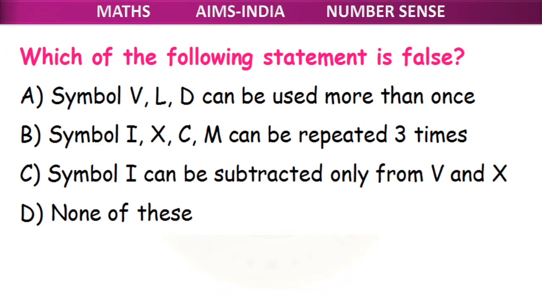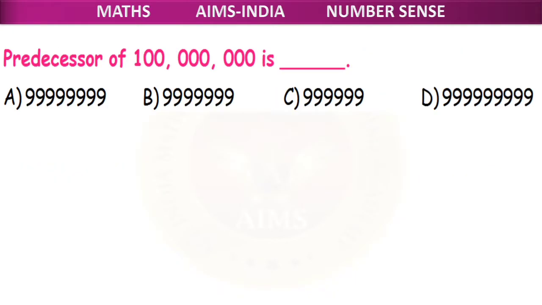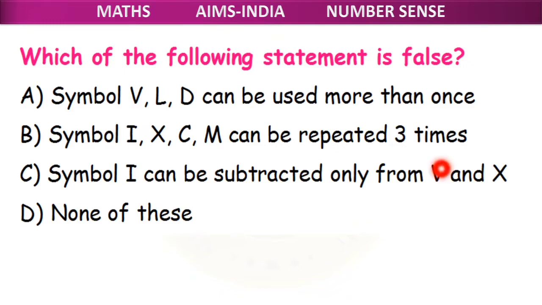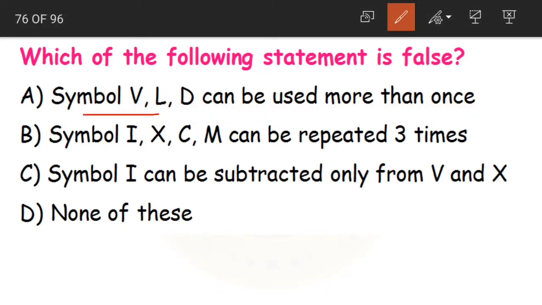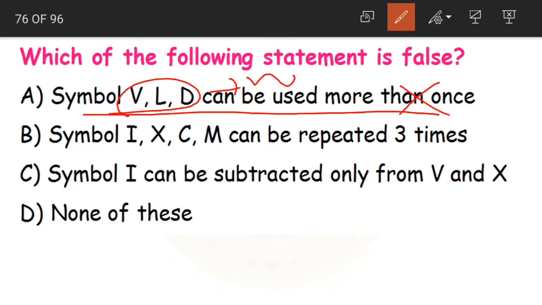Moving on, which of the following statements is false? Now what are they asking? Which of the following statements is false? Yes. So coming to the first statement, symbols V, L, D can be used more than once. Is this correct children? No, this is a false statement. These symbols can never be repeated. So option A automatically becomes our false statement.